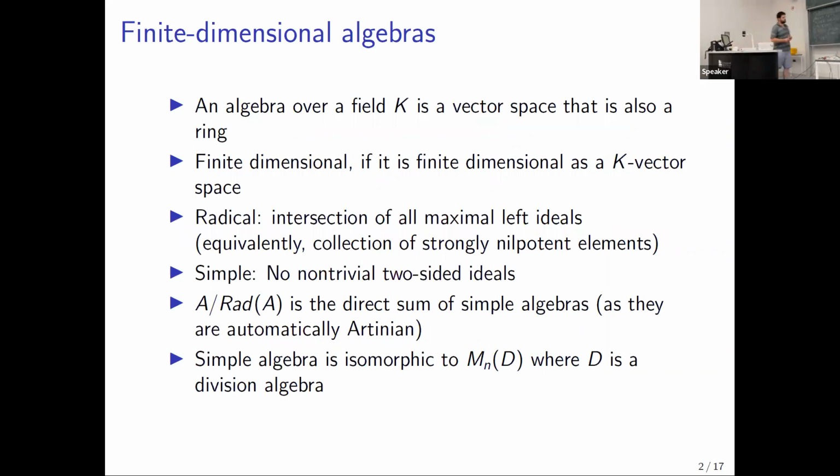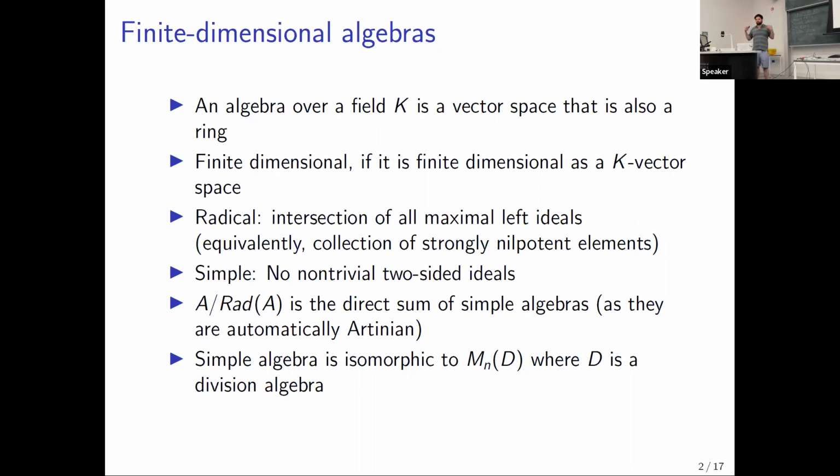Okay, so this talk will be about algebras. So what's a finite dimensional algebra? An algebra is just a K vector space, which is also a ring. And it's finite dimensional if it's finite dimensional as a K vector space.